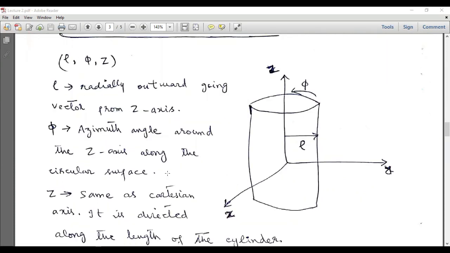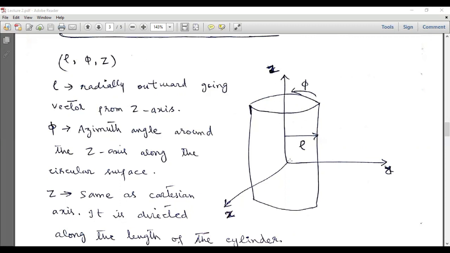And in cylindrical coordinate system, we can represent any point or any vector using three components: rho, phi, and z. Rho is the radially outward going vector from the z-axis. In this figure you can see this is a cylinder, and the rho vector is directed radially outward from the z-axis. The phi vector corresponds to the angle of this rho vector with the x-axis. That is the second component, phi, and the third is z.